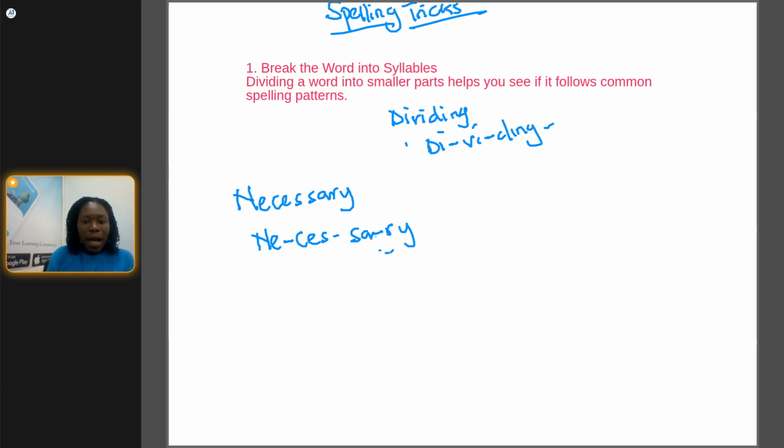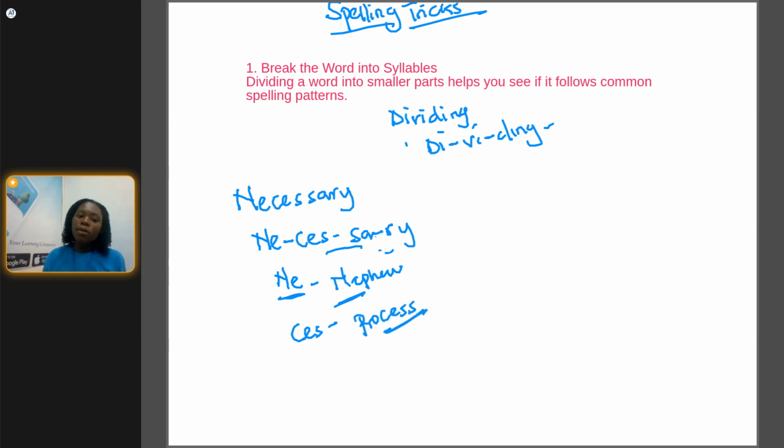The common start is NE, and of course you have words like nephew that also start with it. So this start is common and normal. All right, you have this word, CES. You try to look for a common pattern, and you can find CES or CESS, as the case may be, whichever one you want to go with, in the word process.